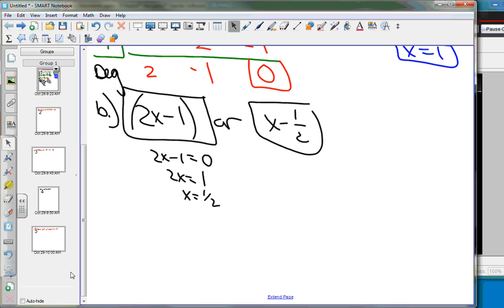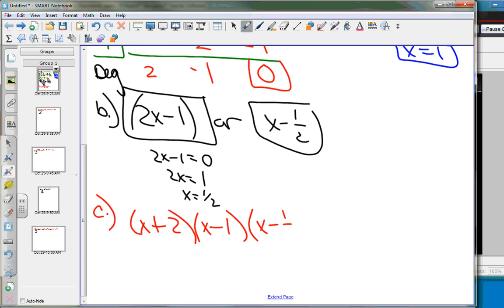Letter C says, use your results to write the complete factorization of f. Now, what's my first factor that they gave me? x plus 2, so write it down. What's the second factor they gave me? Attached by multiplication. And what's the last factor that we found? x minus 1/2, because obviously Morgan likes it in that form rather than 2x minus 1.